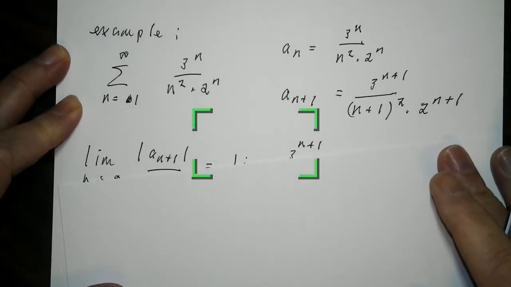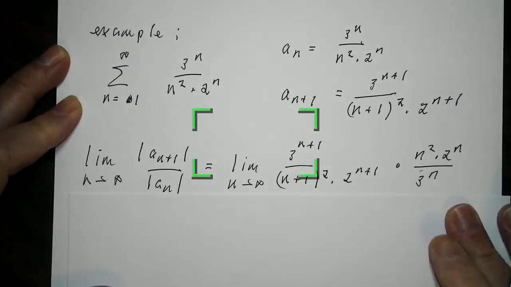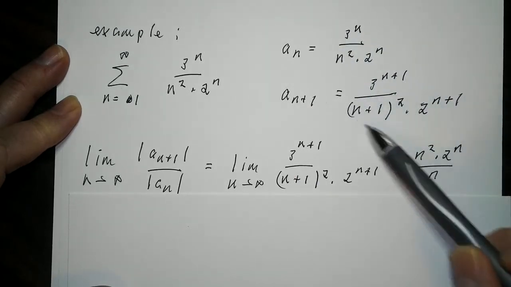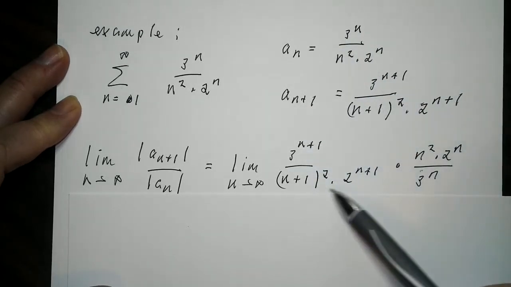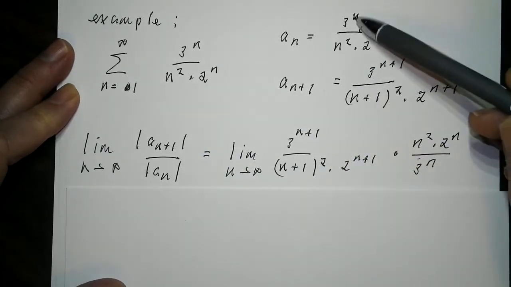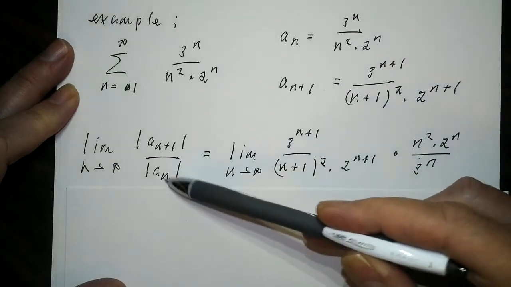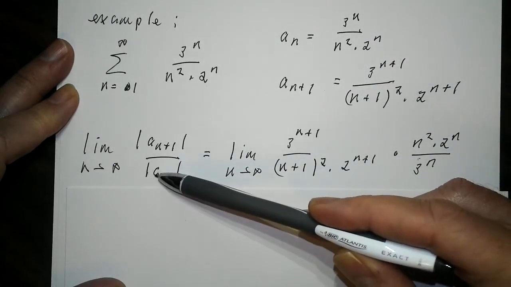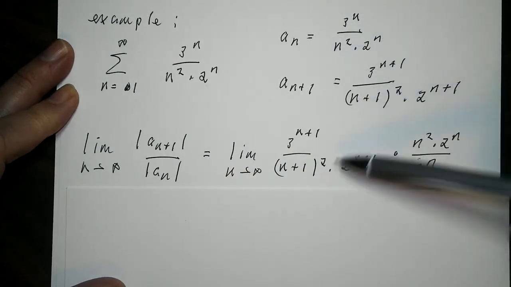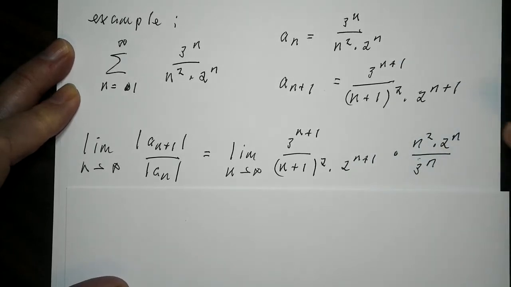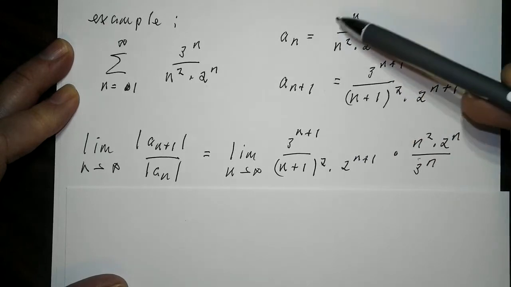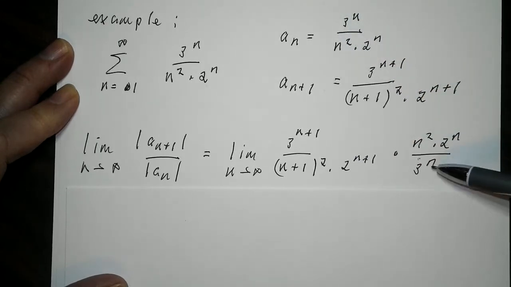Now what we have to do is take this thing and divide it by this thing. So let's write down the n plus 1 term. That's what I have right here. Here's a little time-saving trick. A sub n itself is made up of a fraction. Dividing by a sub n is the same as multiplying by the reciprocal of this. So instead of getting some long division mess, what we can do is take our a sub n plus 1 and multiply it by the reciprocal of this, which is n squared times 2 to the n over 3 to the n.